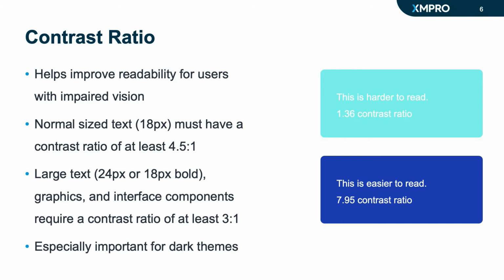So what are the contrast ratio guidelines? Well, for normal text, which is around 18 pixels in size, the guidelines recommend a contrast ratio of at least 4.5 to 1. For larger graphics and other interface components like icons, you need a contrast ratio of at least 3 to 1. This is especially important for dark themes.